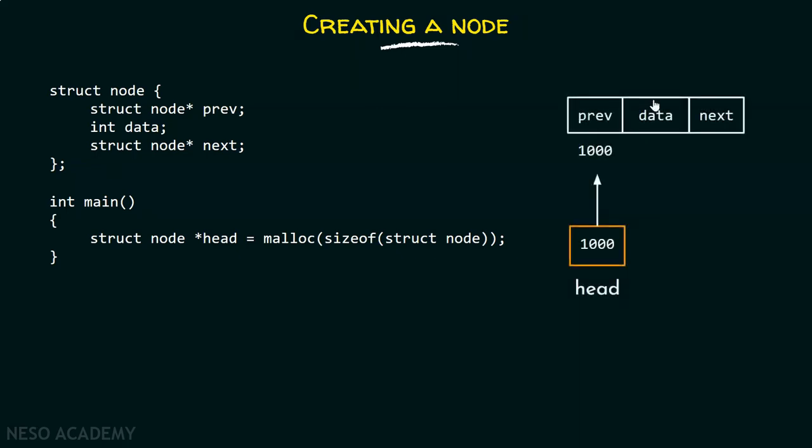After this is how it looks like. Obviously, the memory has been allocated. We got some address, and this address is stored within this head pointer. And then we can simply put null in the prev part. Data part can be replaced by 10. It could be any other value. And next part can also be replaced by null. This is how a node of doubly linked list can be created.